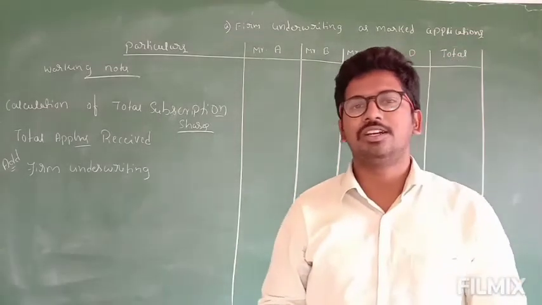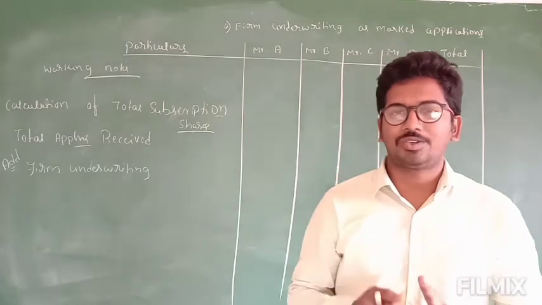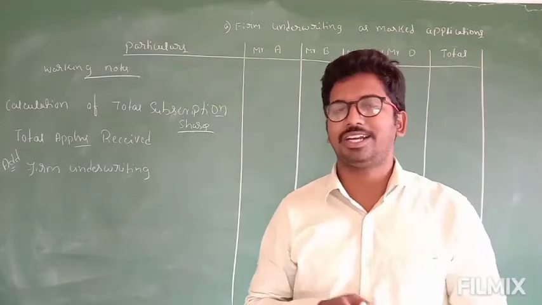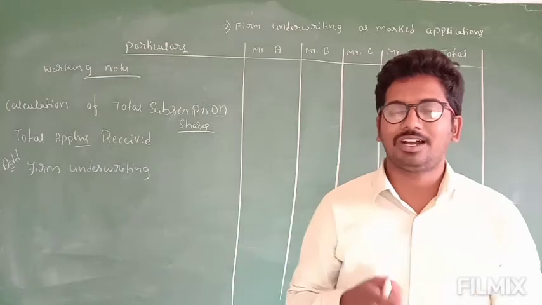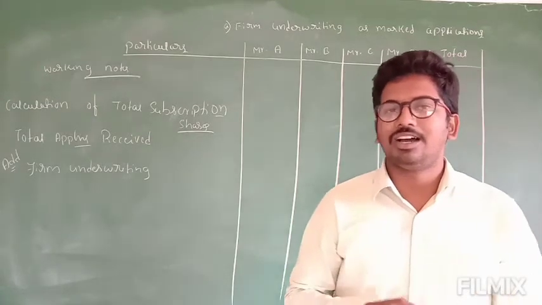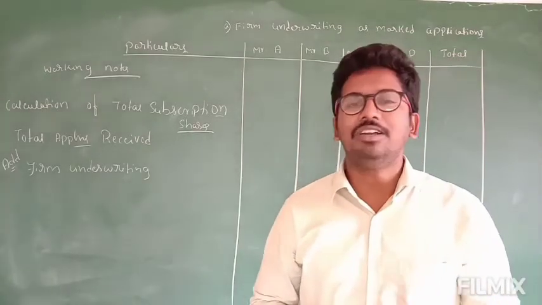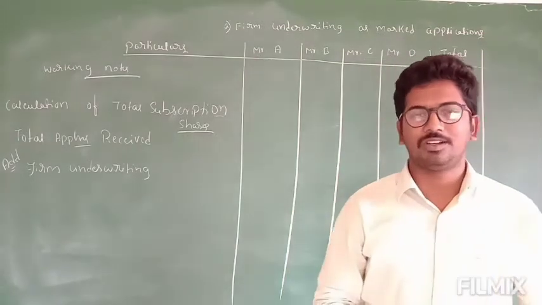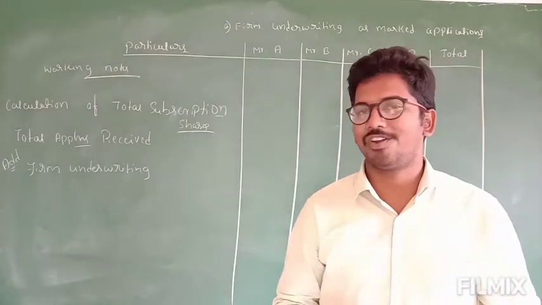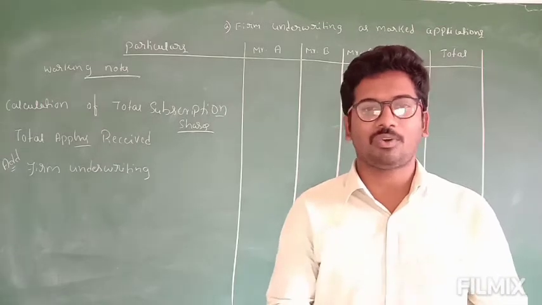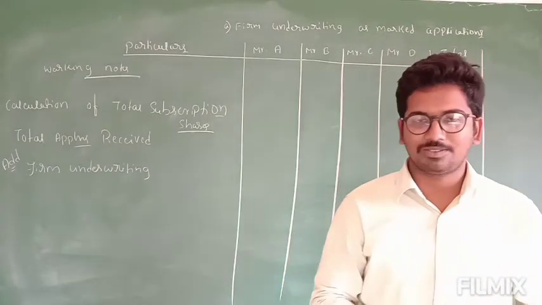Some questions can ask for both. You should consider firm underwriting on par with unmarked applications and on par with marked applications. That will be called a 14 marks question. So from this question onwards, we are going to solve only 14 marks questions. Let us start the first question.